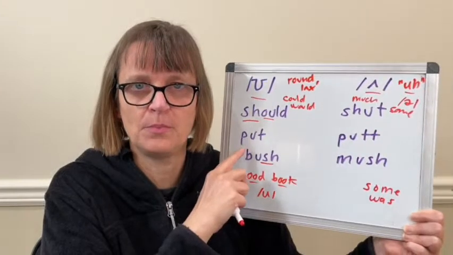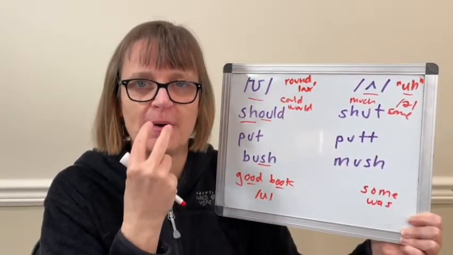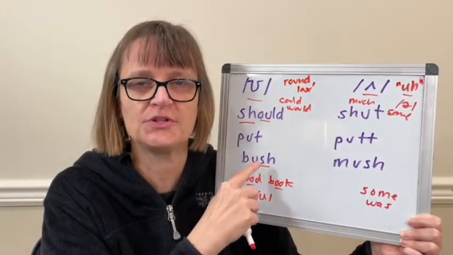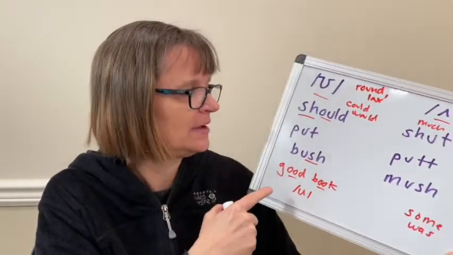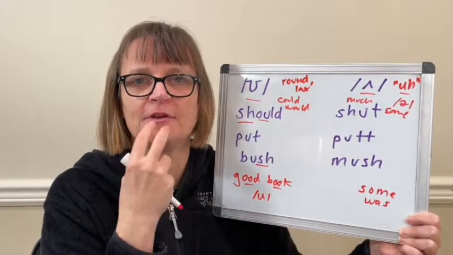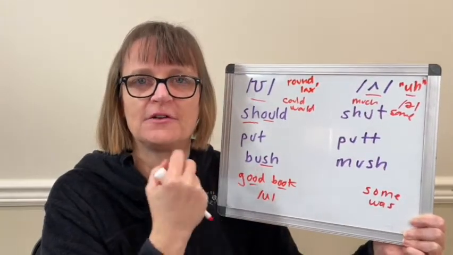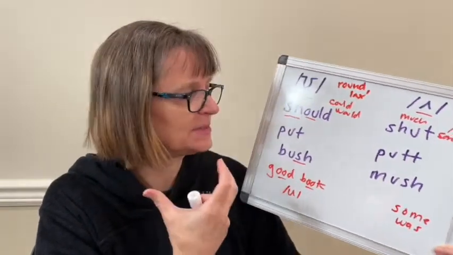If I have put versus putt, my mouth is a little more open for putt and it's not rounded. Put, I have that lip rounding. Then bush versus mush. You can hear the sound unrounded, the sound rounded. My lips are lax but still rounded.